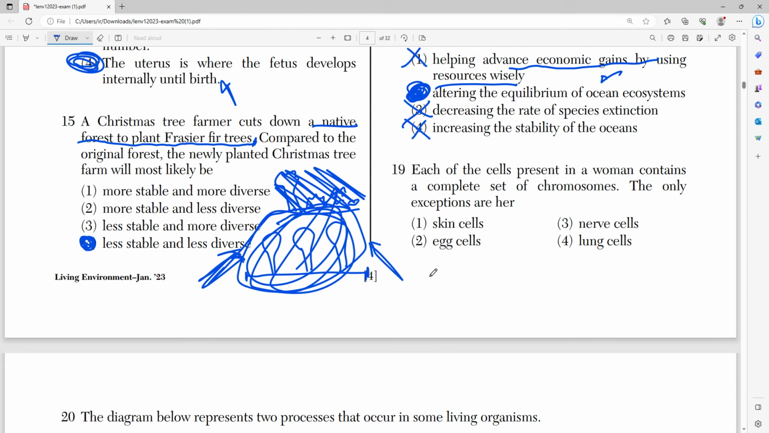Number 19 says each of the cells present in a woman contains a complete set of chromosomes. The only exceptions are her egg cells, right? Unfertilized egg cells only have 23 chromosomes, and they get another 23 when they bind to a sperm cell. Lung cells, nerve cells, skin cells, anything that's not a sex cell will always have 46 chromosomes, unless they have Down syndrome or some other issue, but it didn't tell us that in this problem, so we're just going to assume that.